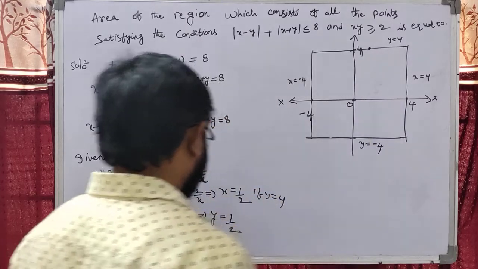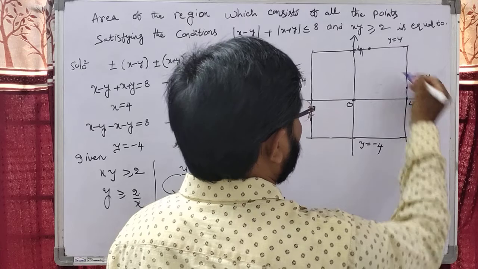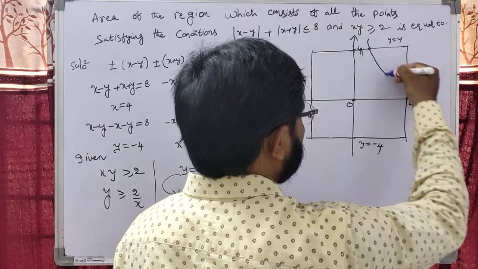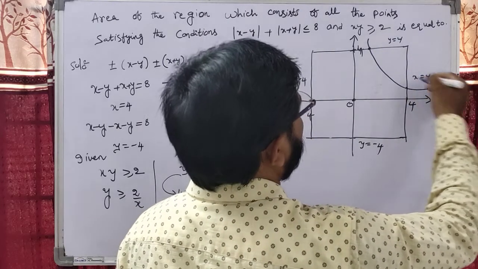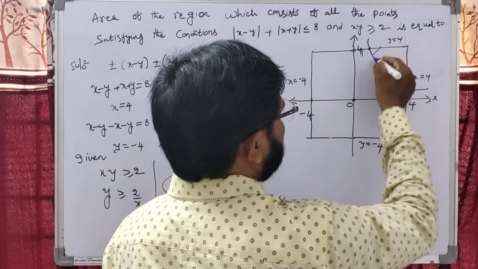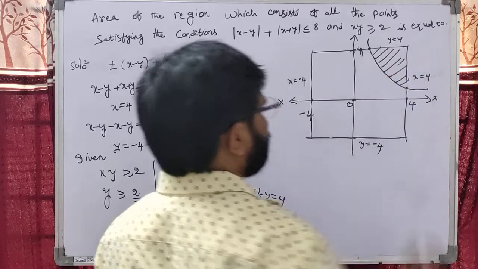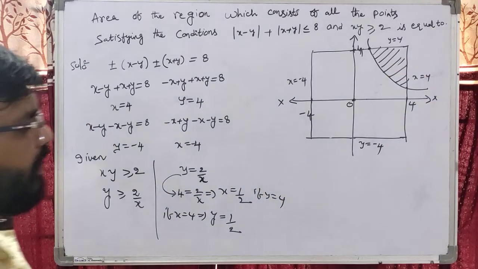Okay students, when we are taking x is 4, y is 1 by 2, like this, so the graph is like this. Dear students, this is greater than, these are less than, this is our required part. Okay students, so another one, we can write like this.